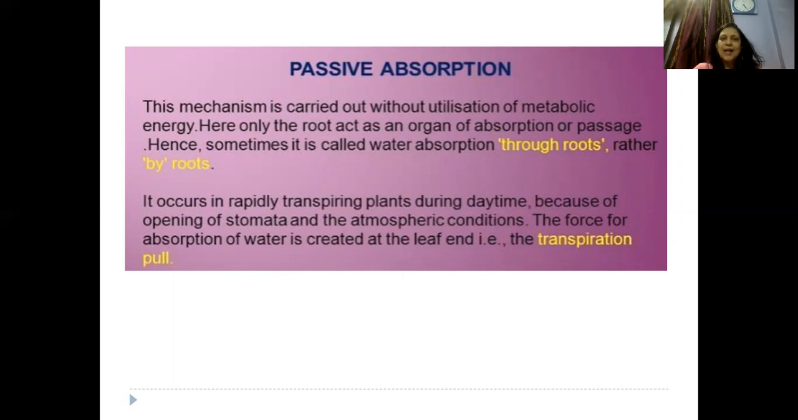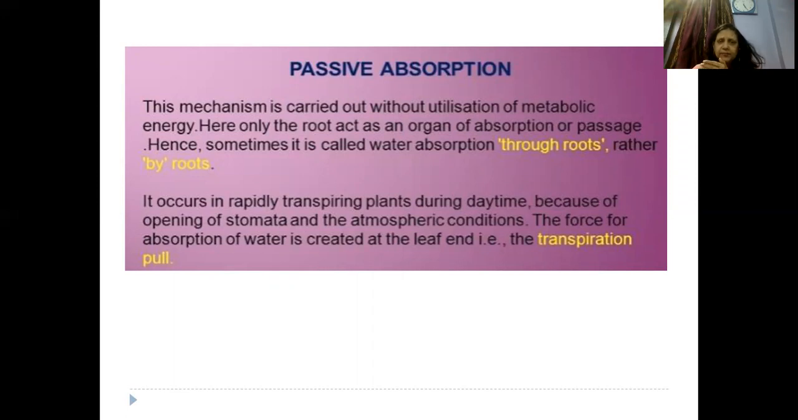It occurs in rapidly transpiring plants during daytime because of the opening of stomata and the atmospheric conditions. The force for absorption of water is created at the leaf end, that is the transpiration. As I said earlier, transpiration is what? The water being lost from the leaf surface.